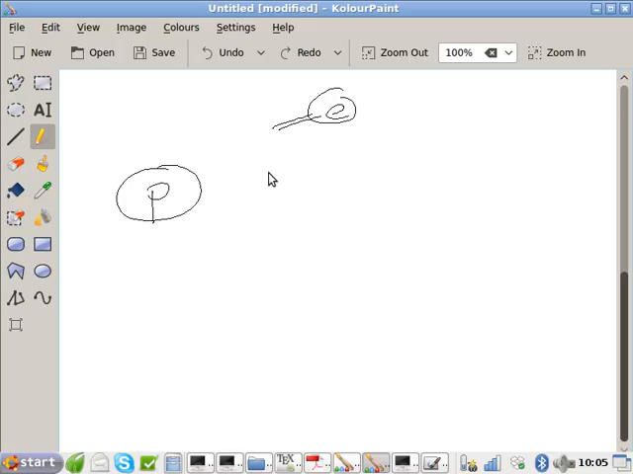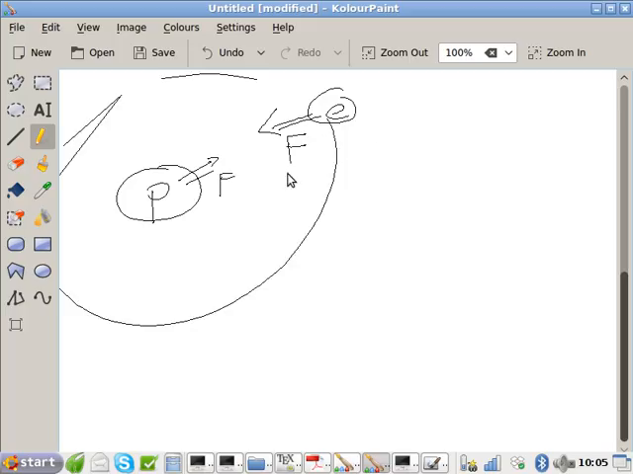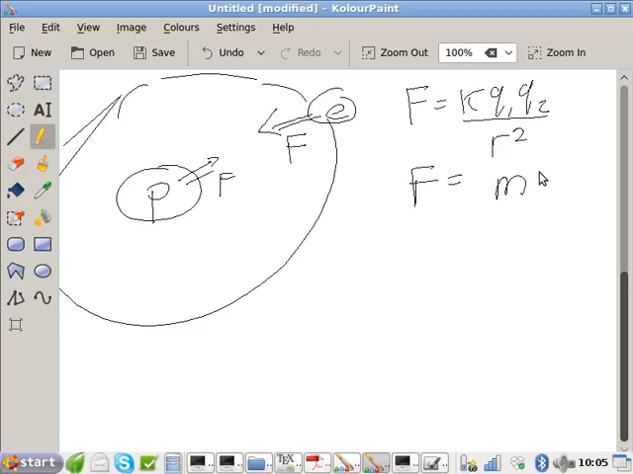Okay, so here we've got force, and here we've got force, and it's moving in a circle. So you have F equals k Q1 Q2 over r squared. However, because it's moving in a circle, you can use the circular motion force. Do you remember what that is? m omega squared r, or the other one is mv squared over r. So we can use both of these and we get this formula.